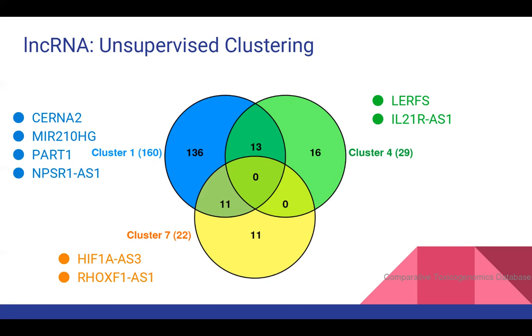Significant genes in cluster 3 included a few more antisense RNAs, such as HIF1 alpha antisense RNA3 and RhoXF1 antisense RNA1.